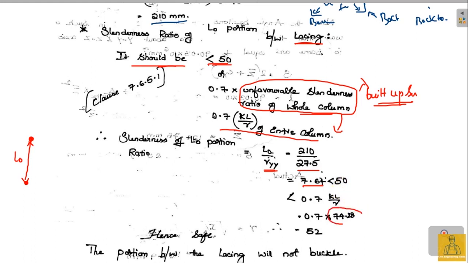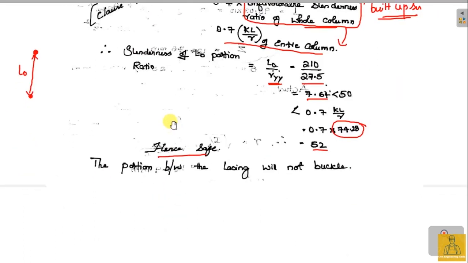intersection. The intersection slenderness ratio is 74.25. 0.7 times that value is 52. It is much less than 52. So it is safe. So now you can say that the portion between the lacings will not buckle. So it is not going to buckle.